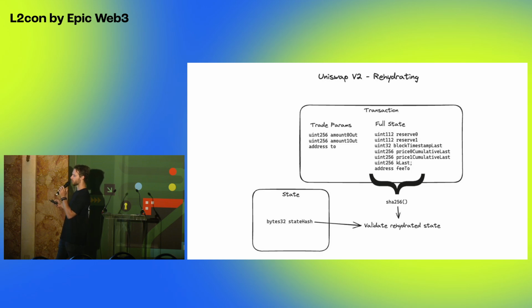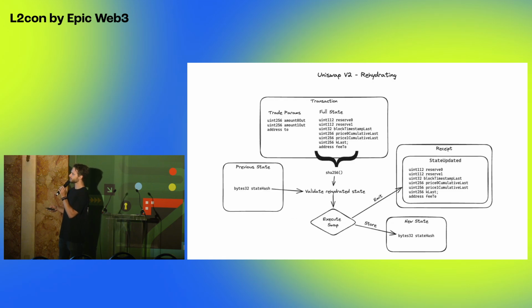So if a user's making a trade, they're going to give the usual data. This is how much I want to swap. This is where I want the coins to go. But they also have to provide all the state, what we would call the rehydrated state. And when the swap goes through, we're going to take all this data. The smart contract will hash it. It'll verify that the data the user provided matches the hash data.